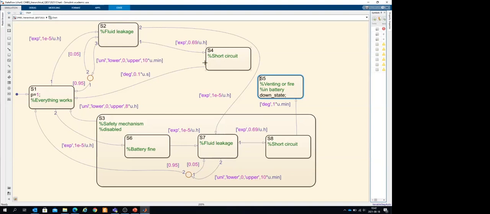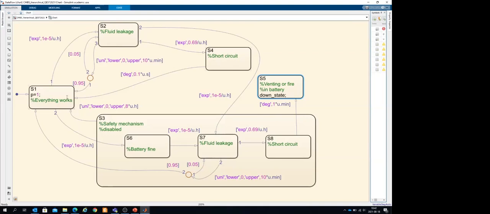So the safety mechanism is what's known as a pyrofuse. It's basically a small explosive charge in the circuit of the battery, and it will go off and simply cut off the circuit before the short circuit can lead to venting or fire in the battery.